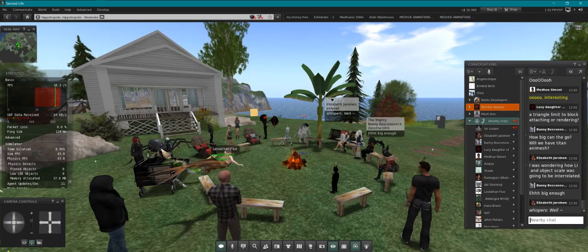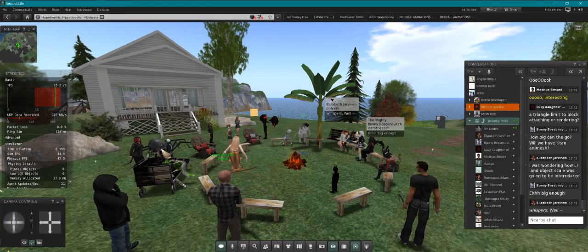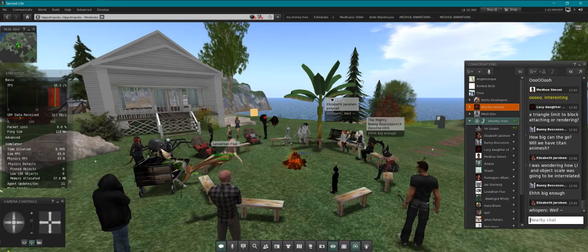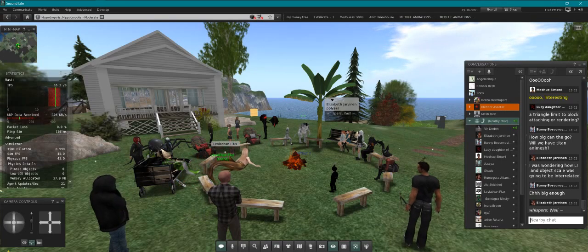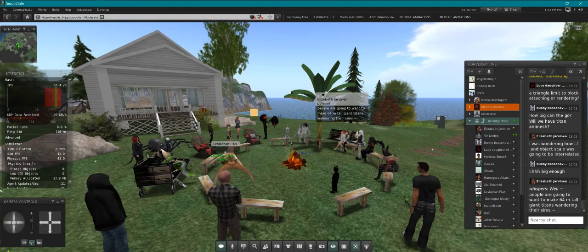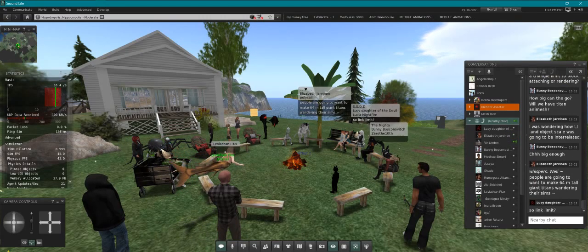Lucia asks if there's a triangle limit to block attaching or rendering. The triangle limit is going to be for all Animesh objects, whether they're attached or not. So if you're trying to make something into an Animesh, or you're trying to link together multiple objects to make an Animesh, then it's going to check that limit before going forward on it.